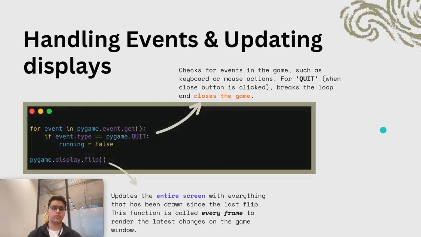And here we are trying to handle those event updates and displays. It checks what event is happening. Let's say the quit function is called, or Pygame quit is called, which says, hey, just break the loop and close the game. So we're taking care of how we can handle those events and update the displays at the same time.